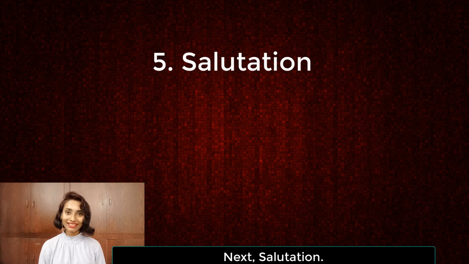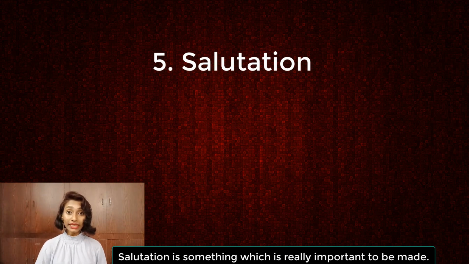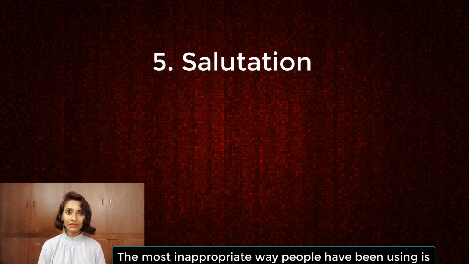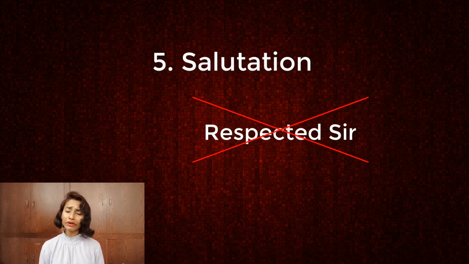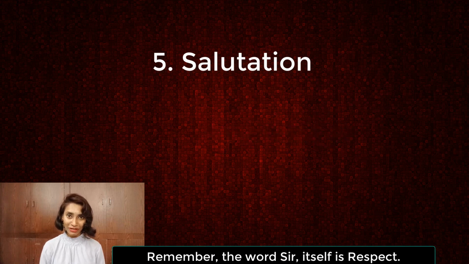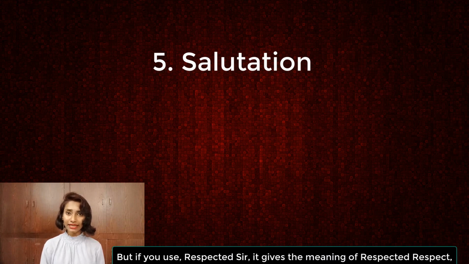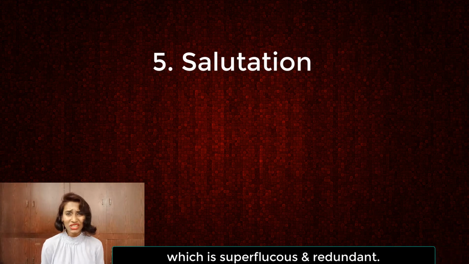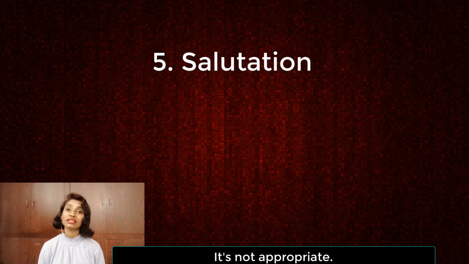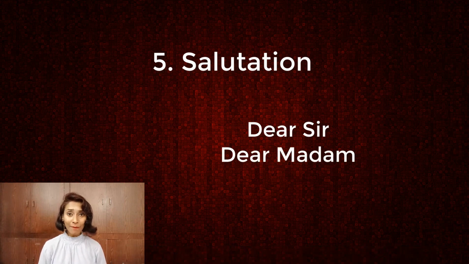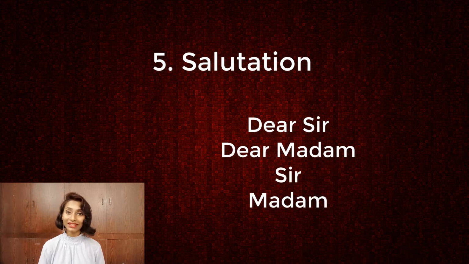Next, salutation. Salutation is something which is really important to be made. The most inappropriate way people have been using is respected sir. Remember, the word sir itself is respect. Hence we use Sir Isaac Newton, Sir Arthur Cotton. But if you use respected sir, it gives the meaning of respected respect, which is superfluous and redundant. It's not appropriate. Hence, you can write dear sir, dear ma'am, or simply sir or ma'am and place a comma.